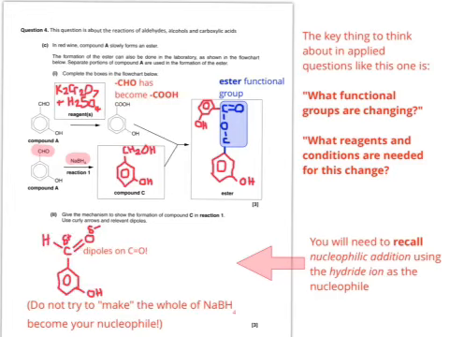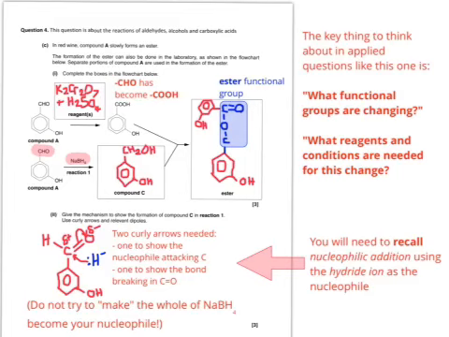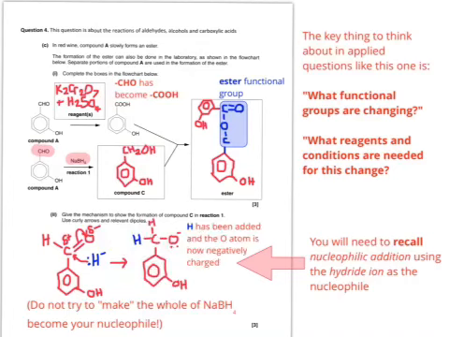So the first thing is, don't forget your dipoles on your carbon double bond oxygen. So 2 curly arrows are needed right here. One to show the nucleophile attacking the carbon, the delta positive carbon, and the other one to show the bond breaking in C double bond O. So the hydrogen that used to be the hydride ion has been added, and the oxygen atom is now negatively charged.